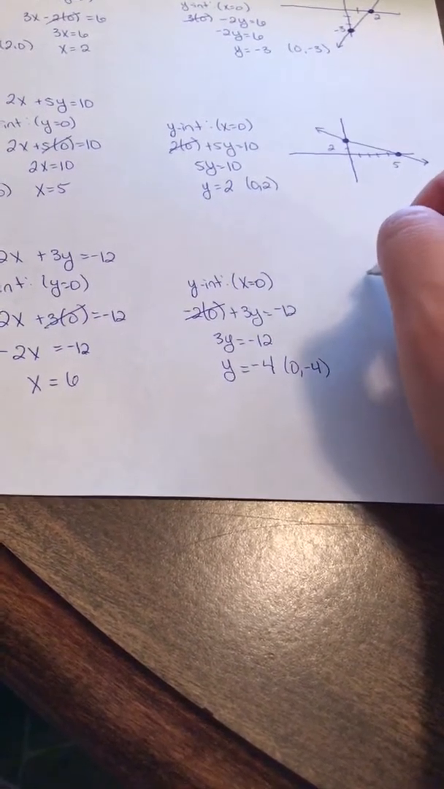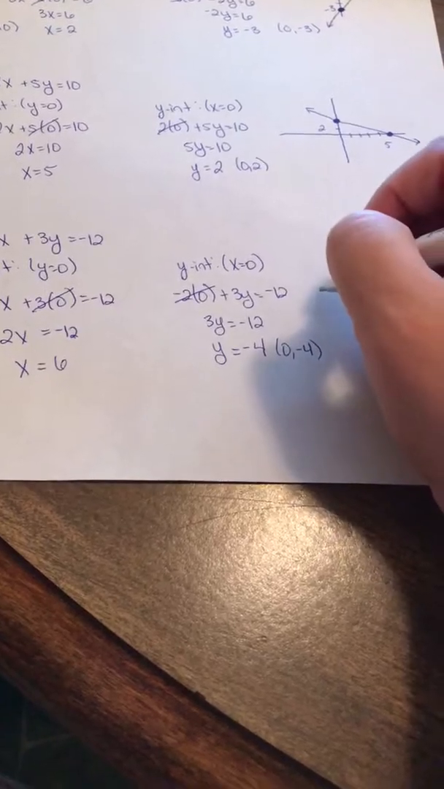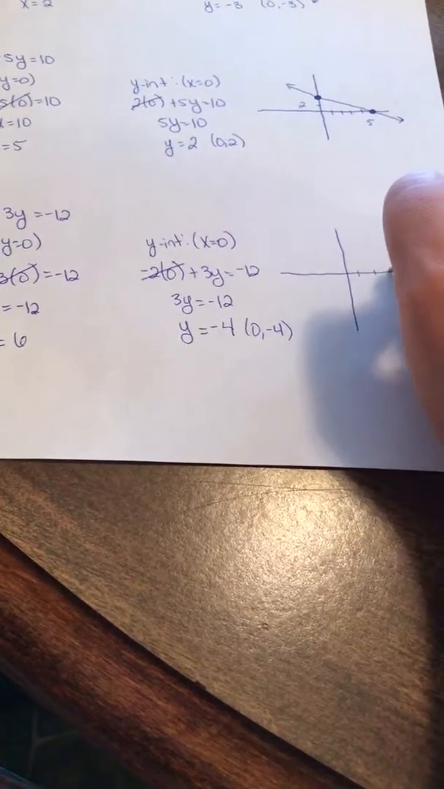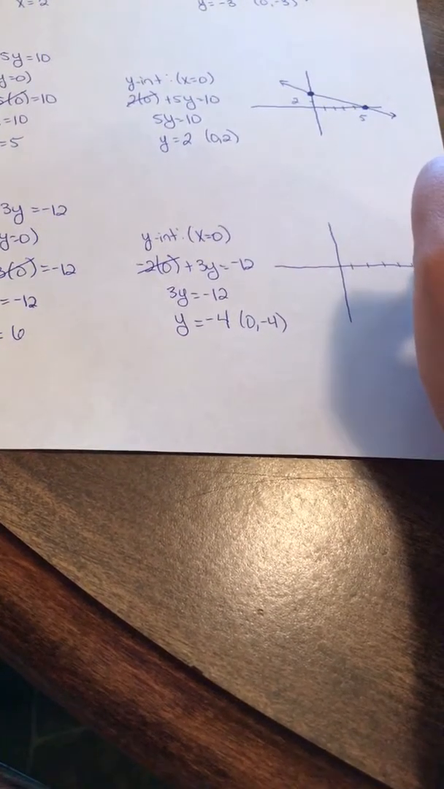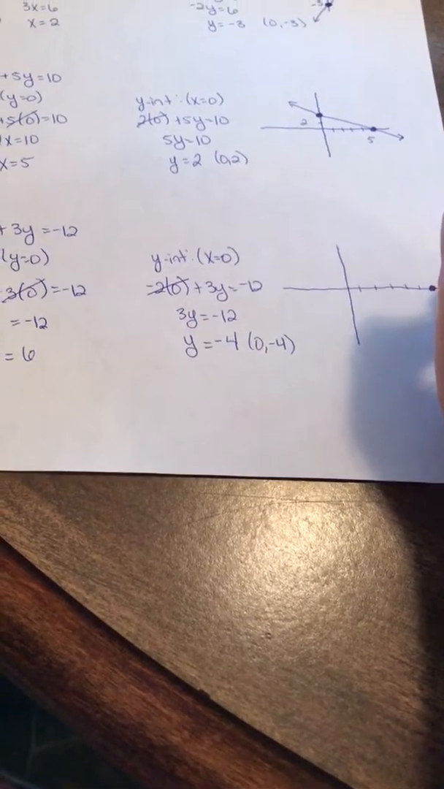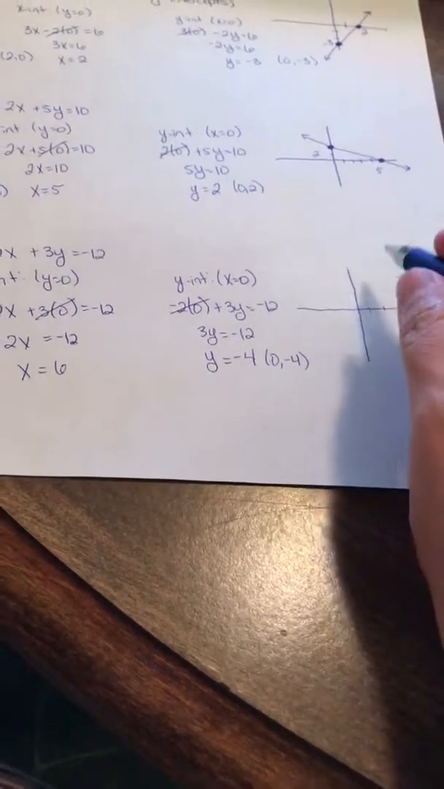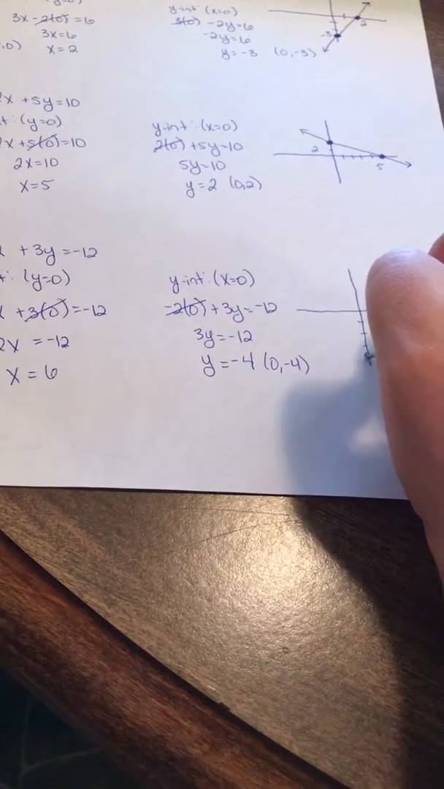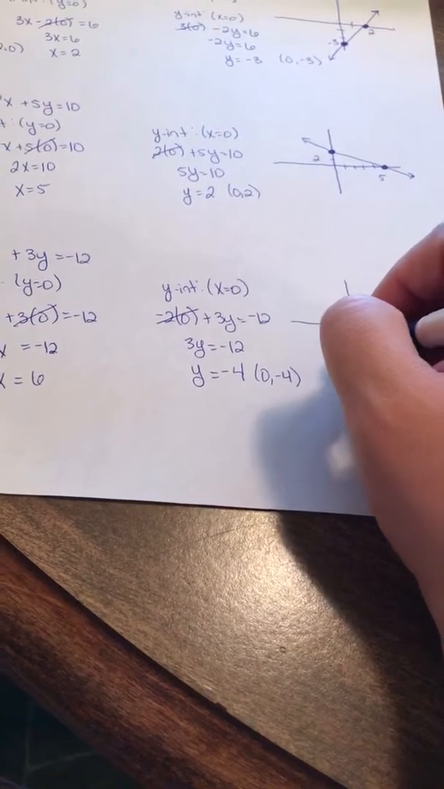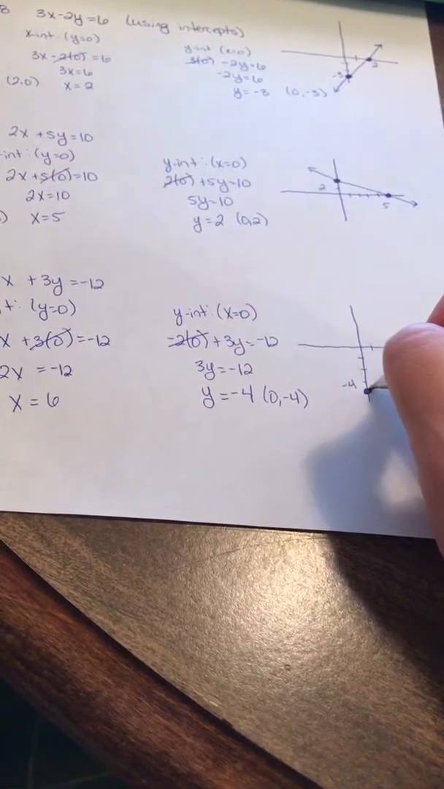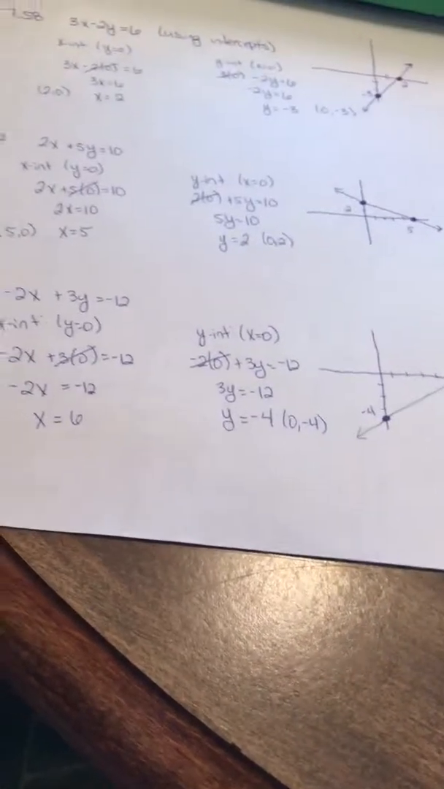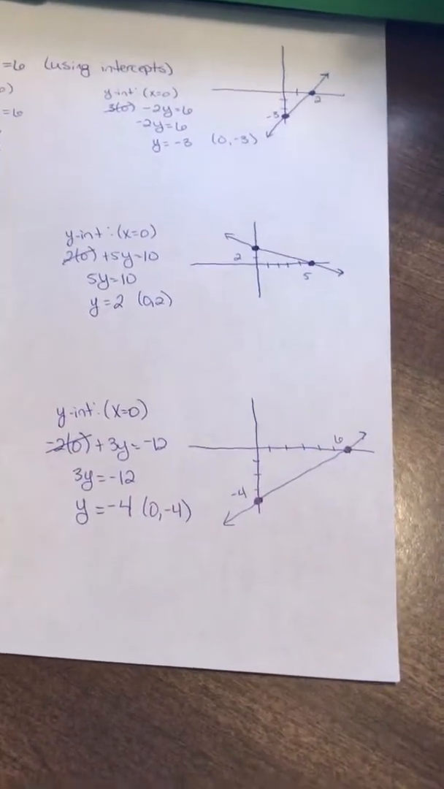So again, graph your 2 points. x is 6, so we go 1, 2, 3, 4, 5, 6, or you count by 2s if you wanted. y is negative 4, so we go negative 1, 2, 3, 4, and there's negative 4. And then connect those with a line. And there's the graph of that line.